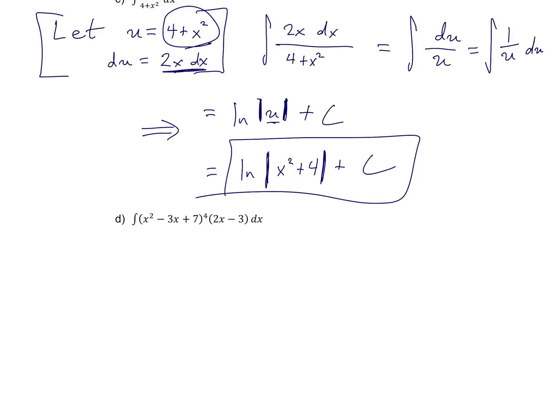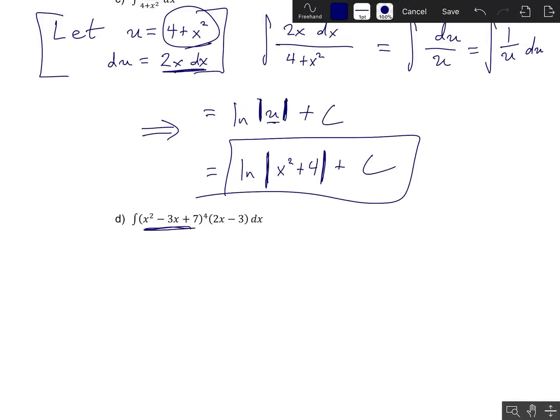So remember that again, we're looking for an inside function and its derivative somewhere. So I see this inside function because it's being raised to the fourth power, and I notice that its derivative is sitting around here on the outside. So on the outside, I have a 2x minus 3, which is the derivative of the inside expression there. So it's probably a good idea to let u equal that inside expression.